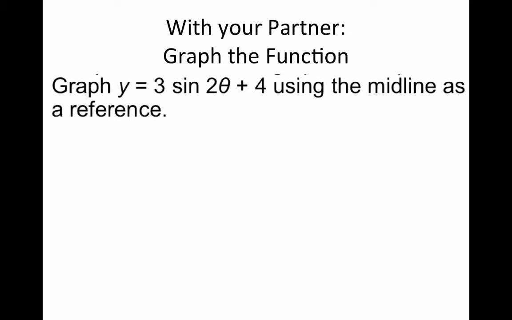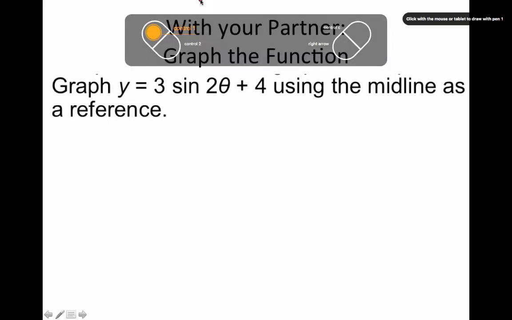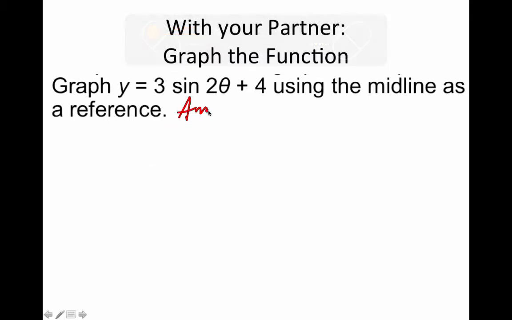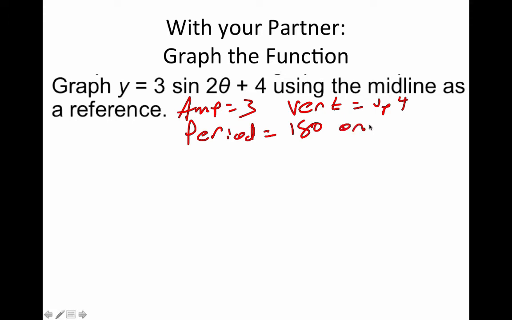Graph the function. I got an amplitude of 3. I got a vertical shift of up 4. I got a period of 180 or pi. Where did that come from? 2 pi over 2 or 360 over 2.